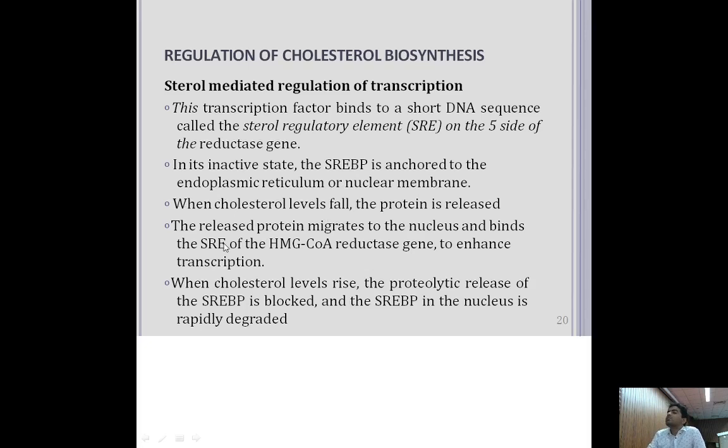Once SREBP binds to the SRE, this leads to increased transcription of the HMG coenzyme reductase gene. So what will increased transcription do? Basically, it will form more and more mRNA of HMG coenzyme reductase. With more and more mRNA forming, more and more HMG coenzyme reductase enzyme, which is a protein, will form, and with more HMG coenzyme reductase enzyme, more and more cholesterol will form.